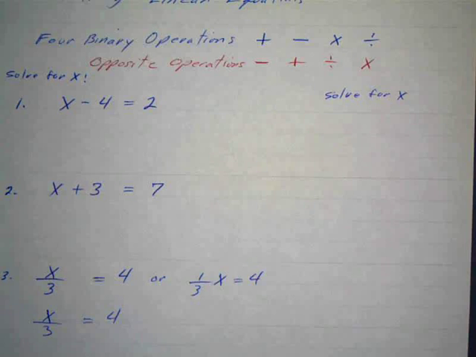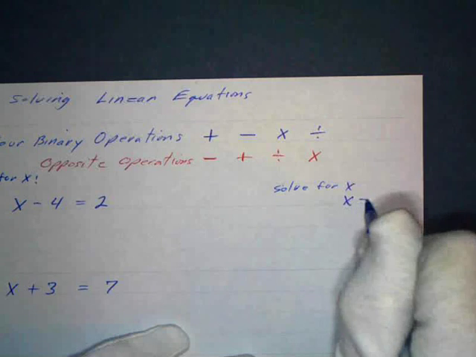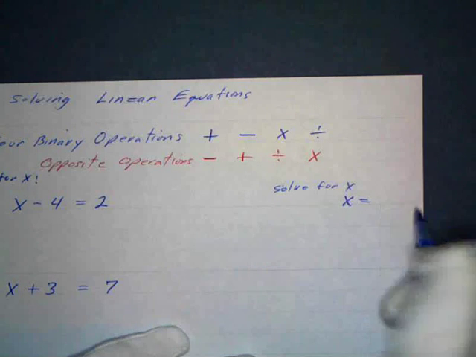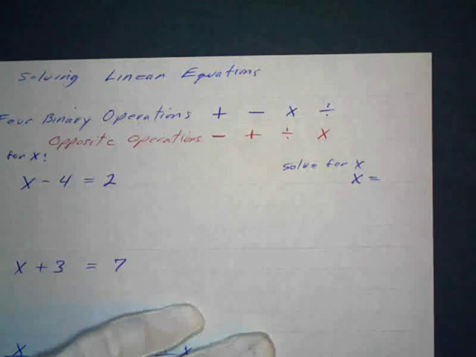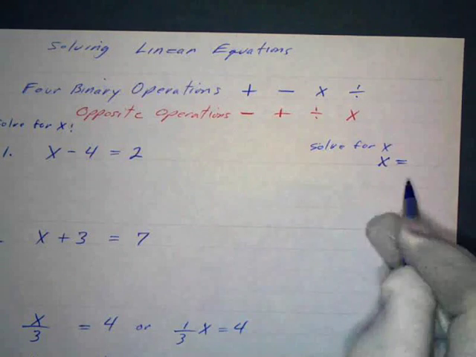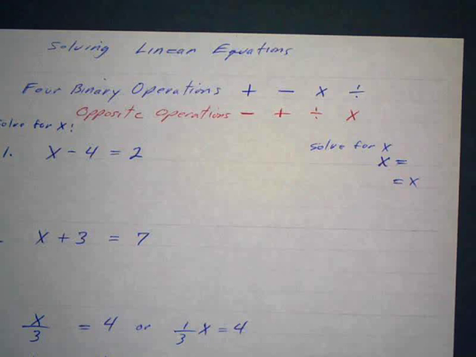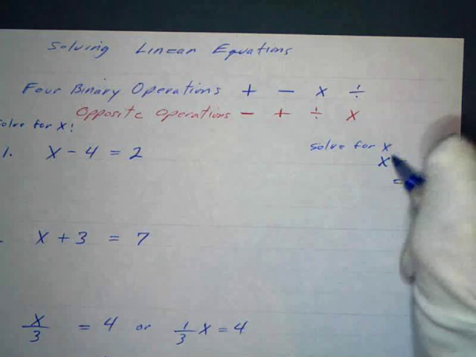It's easy to write. Okay, solve for x, which means what we want to end up with is x equals. So we want the x all by itself, and then we want the solution on the other side. So we always want to end up with x equals. We're trying to solve for x. Now it could be like this, or it could be like this. Something equals x. So it can be on either side. And that's the solve for x, okay?